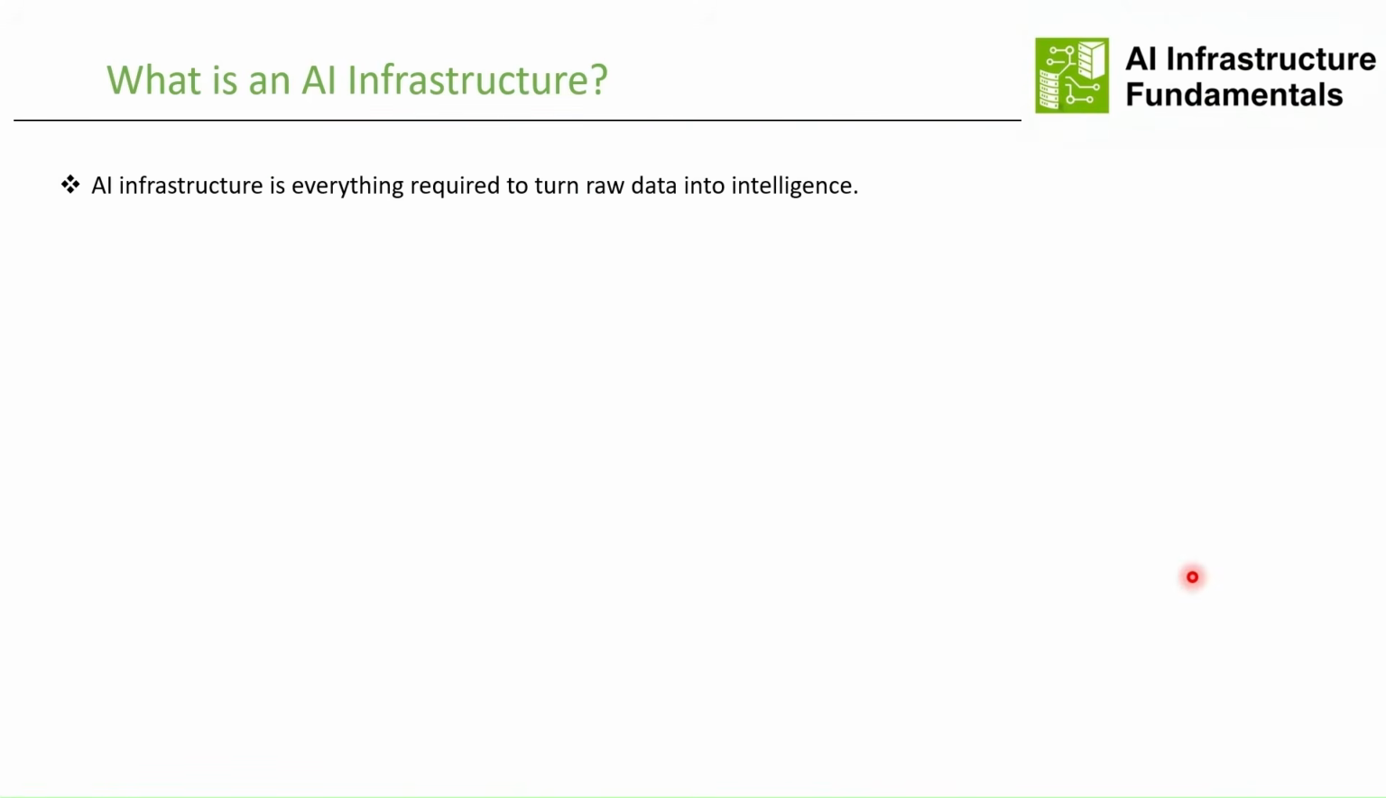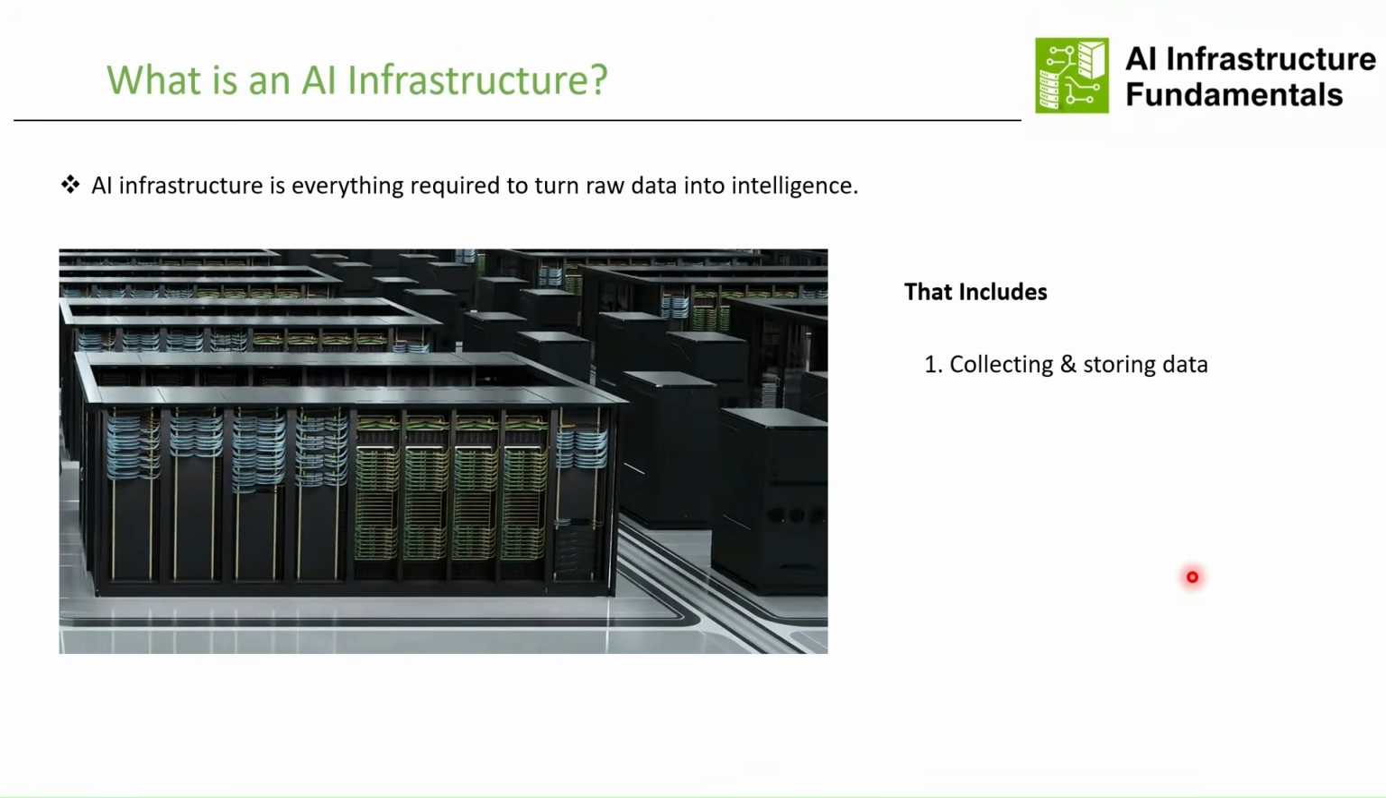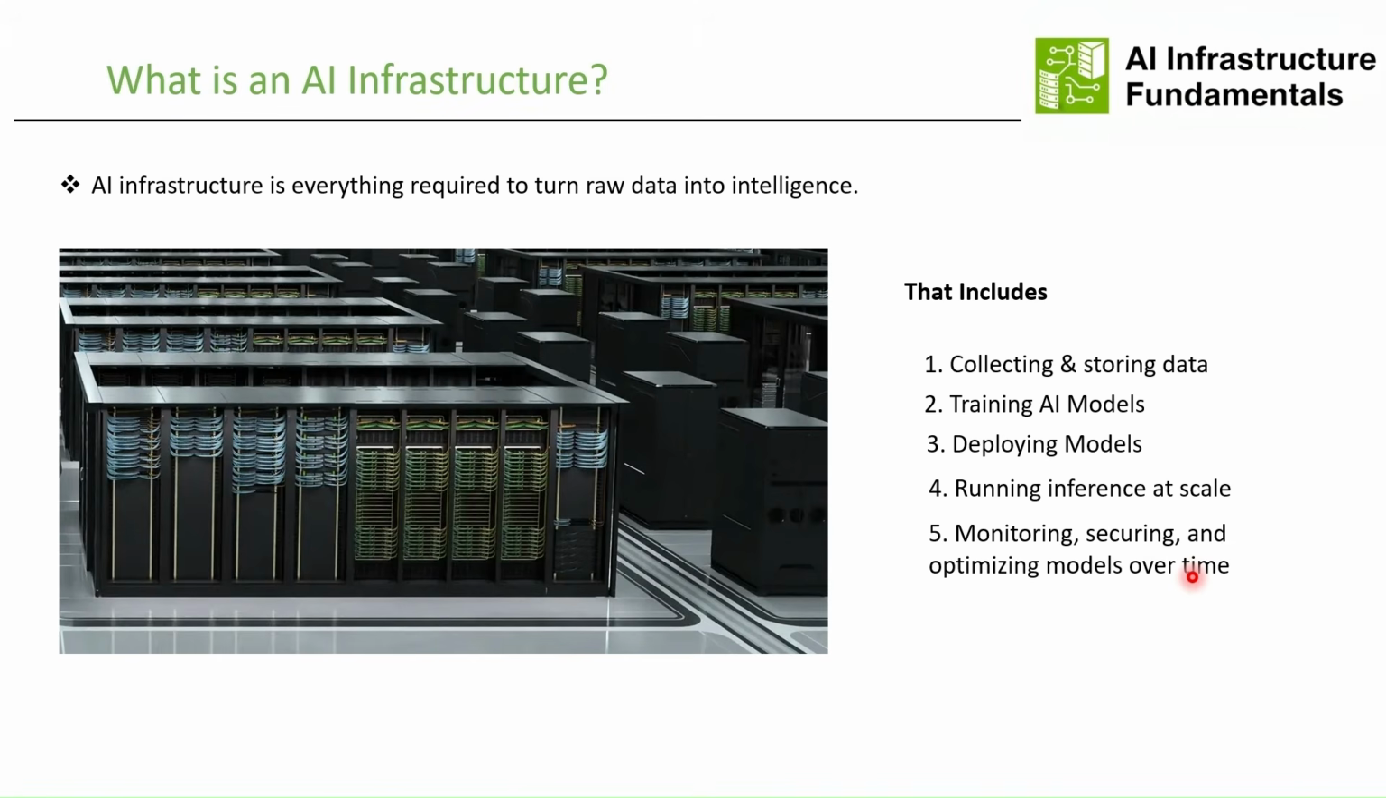Right. So, what is an AI infra? AI infra is everything required to turn raw data into intelligence. That's what AI infrastructure is. That includes collecting and storing data. Right, you need data to train your model. So collecting and storing data is the first thing, and then you train your AI models, and then you deploy your models once you train them, and then run inference at scale. Once your model is deployed, inference happens. So when a customer gives a prompt, AI models respond to that, and they do it by inferencing. And then there is monitoring, securing, and optimizing models over time.